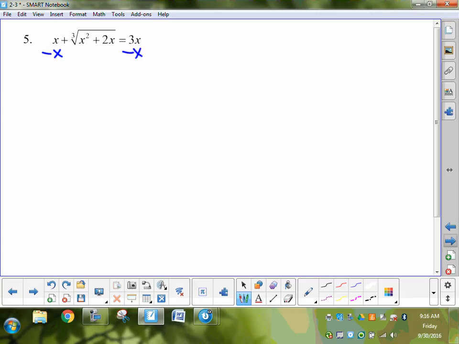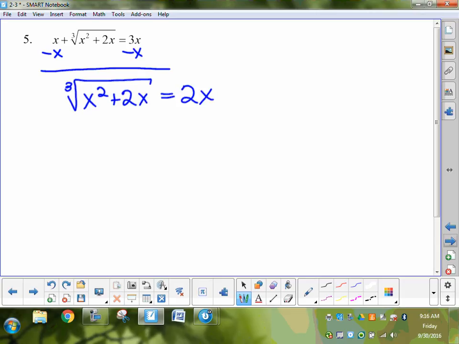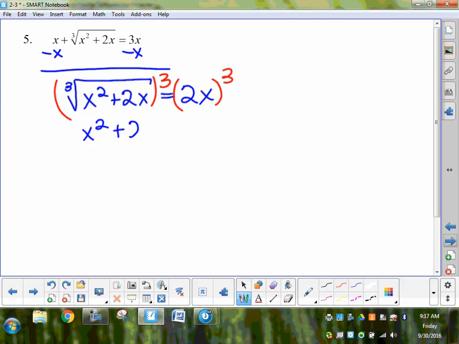So when I do that now, I have the cube root of the quantity x squared plus 2x is equal to 2x. Who can tell me what we want to do from here? And yes, I'll yell at you if you say the wrong thing. Perfect. Not square it, cube it, because you need to get rid of a cube root. The left side is going to be hopefully easy. You've got x squared plus 2x is going to be equal to, what would I have on the right-hand side?